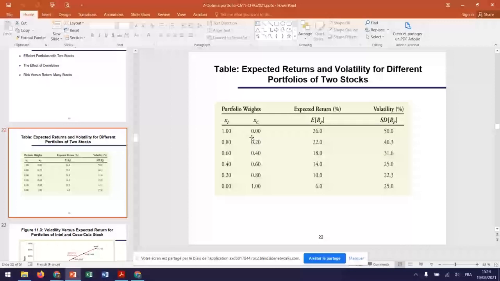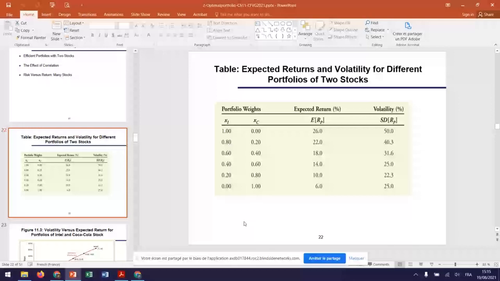How can you get the data of 26% and 50% of volatility for Intel stock and 6% and 25% for Coca-Cola stock? Actually, you just need to look at the first and the last row of the table. The first row is when you have 100% of Intel and 0% of Coca-Cola. That's why it's the expected return and volatility of Intel. And the last row is for Coca-Cola. Perfect. Thank you so much.